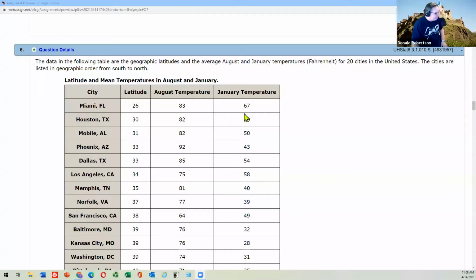Okay, here we go. Here is some data. God, it's a big table. This particular one is cities in America and their latitude and the average temperature in August.